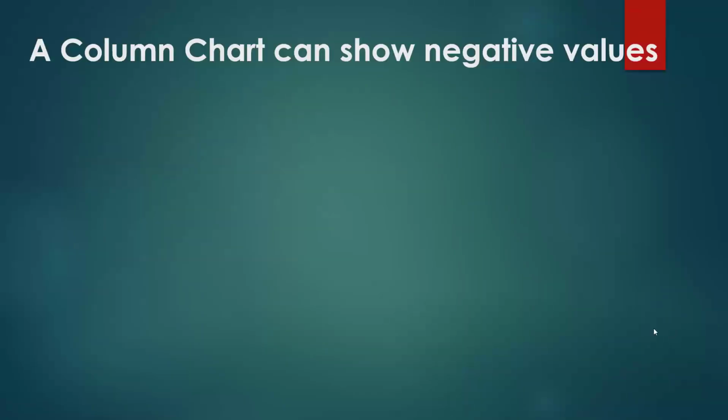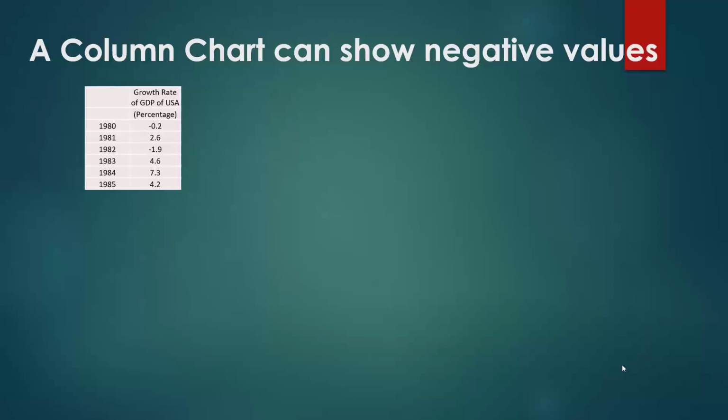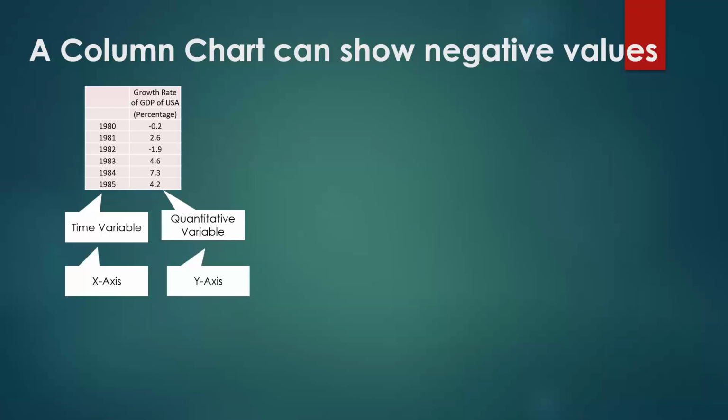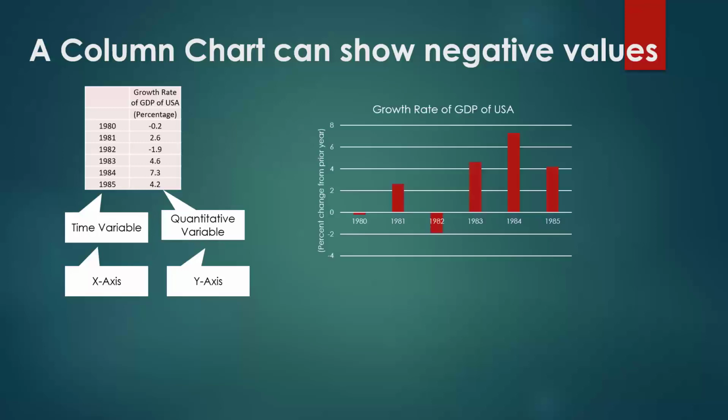So let's begin with a column chart showing negative values. So nothing very different about this. We have a data in which the quantitative variable happens to have some negative values. So you still have a quantitative variable, and then we have a time variable in this example. So we draw a column chart. The only difference is that the zero is not at the bottom. The zero is somewhere in the middle.